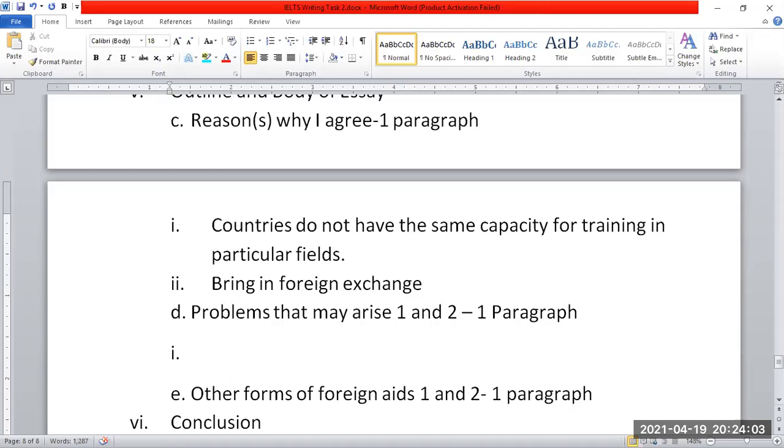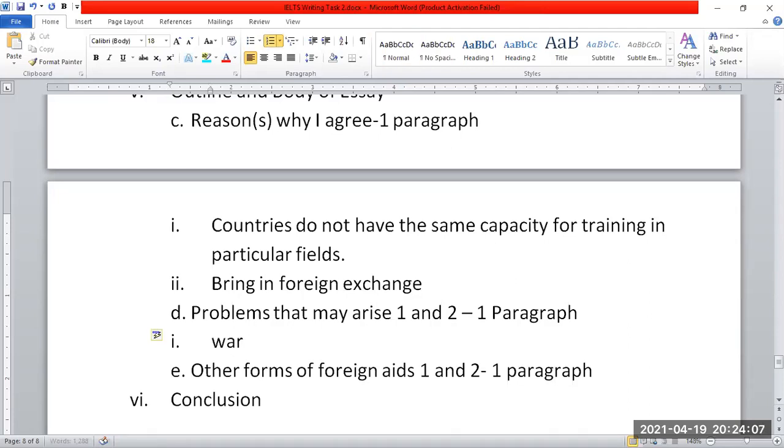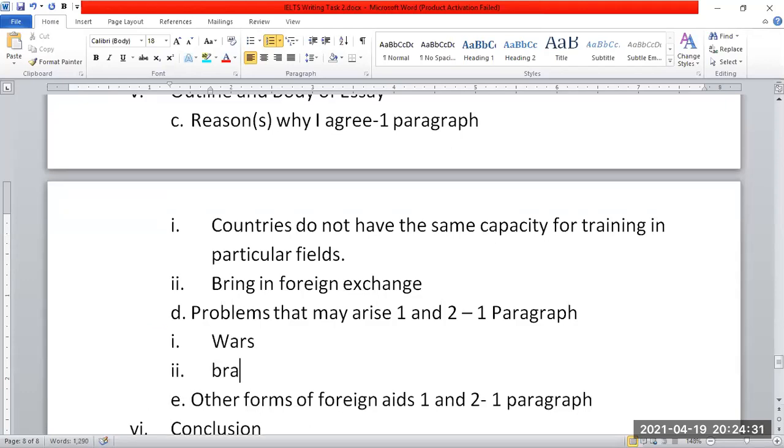Now, moving on, problems that may arise. Number one, wars. I have actually elaborated on my first point to the disagree part, so now I can begin to talk about the disadvantages as the problems that may arise. So wars can arise, then brain drain can arise. The disagreement means that countries will begin to be self-sufficient and may not want to depend on others. That's a problem. Where countries do not rely on one another, it would eventually lead to war. So that's number one.